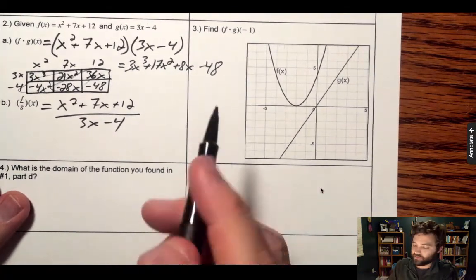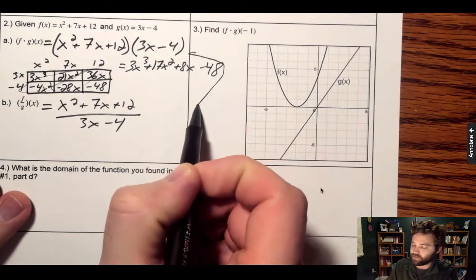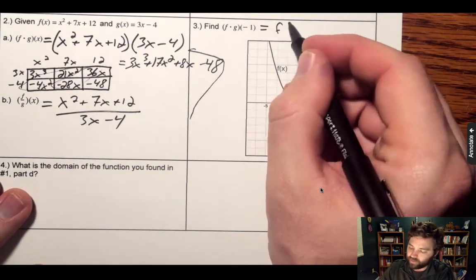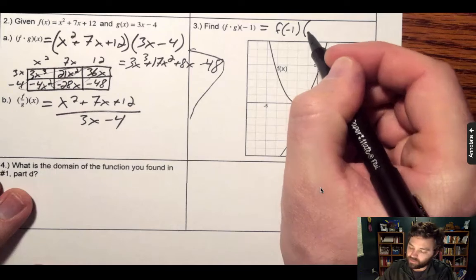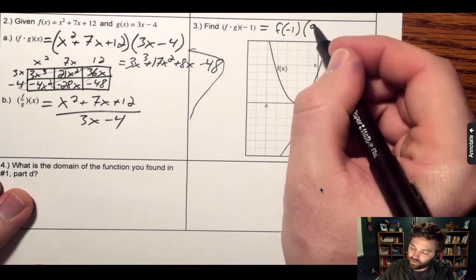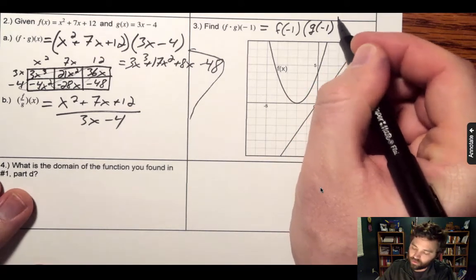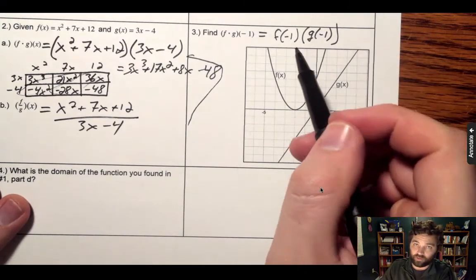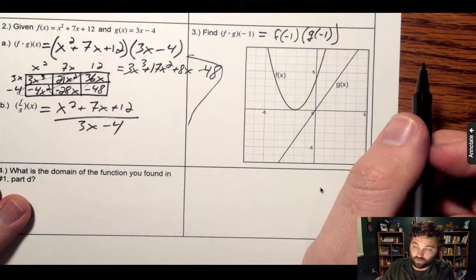Now, this one is a little bit different. This one we want f times g of negative 1. Now this is equal to f of negative 1 times g of negative 1. Okay, so if we multiply those things together, we need to figure out what f of negative 1 is and g of negative 1 is.